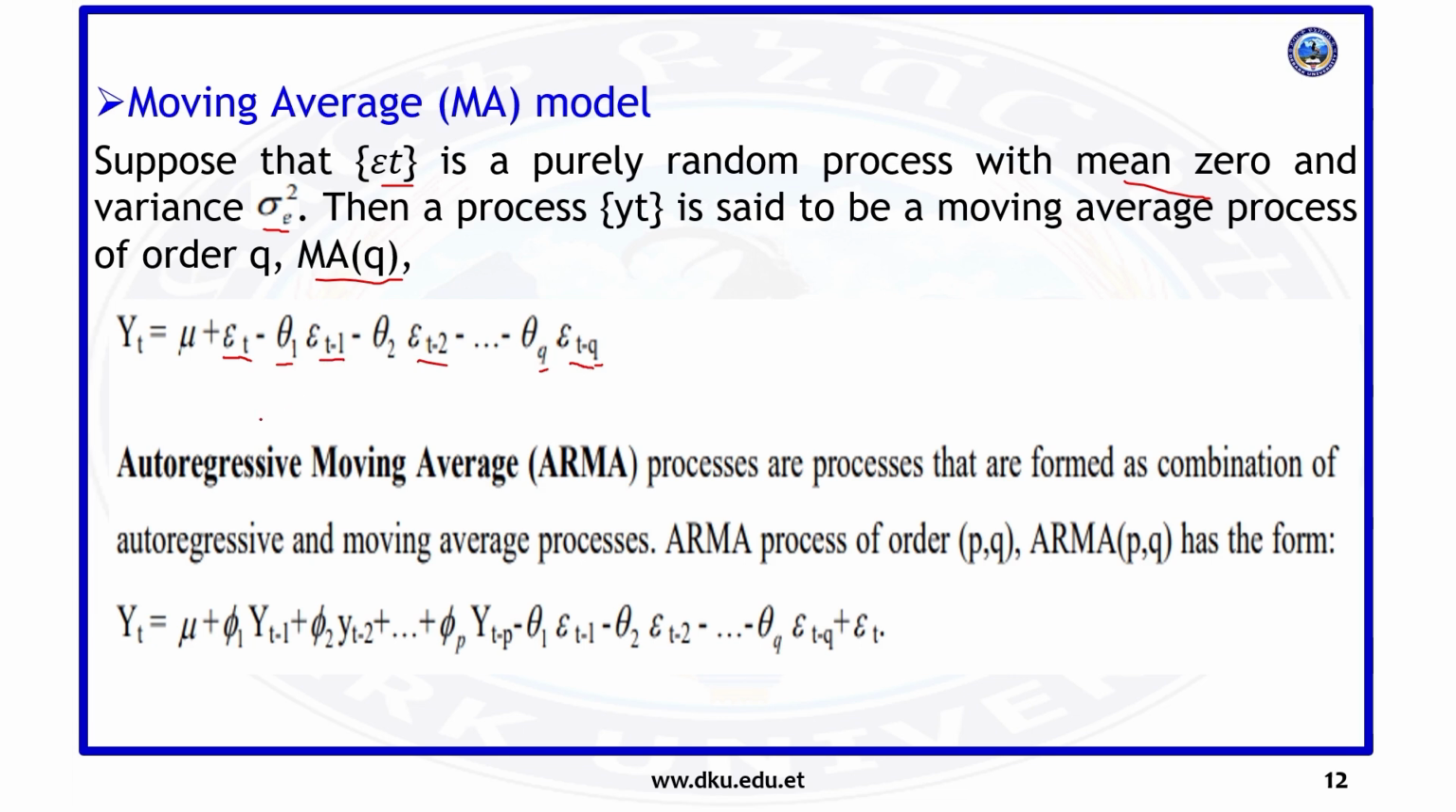When you come to the autoregressive moving average model, which we call ARMA, the processes are performed as a combination of autoregressive and moving average processes. Thus we call it an ARMA process of order (p,q). p stands for the autoregressive part and q stands for the moving average part. When you combine them, this part is the autoregressive component.